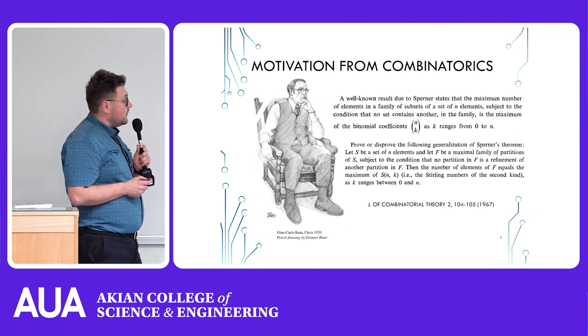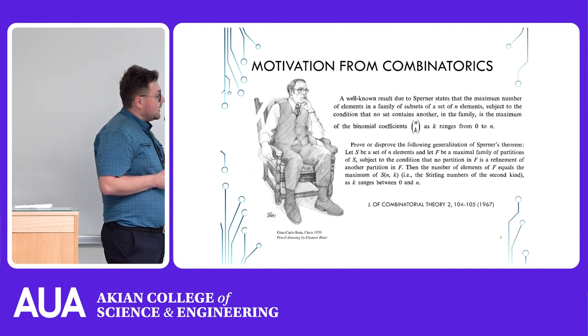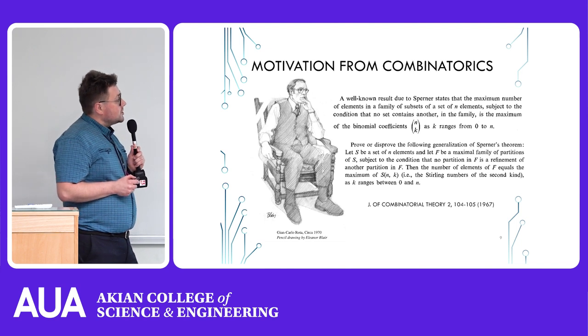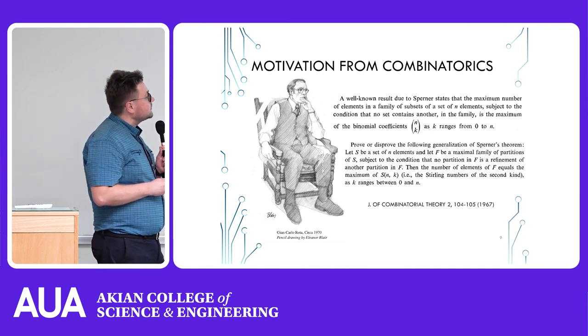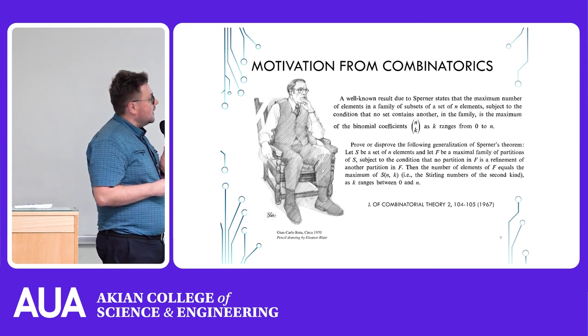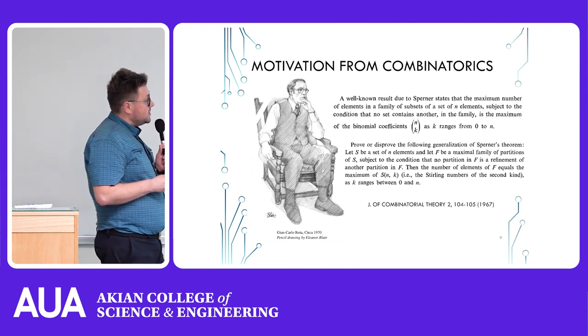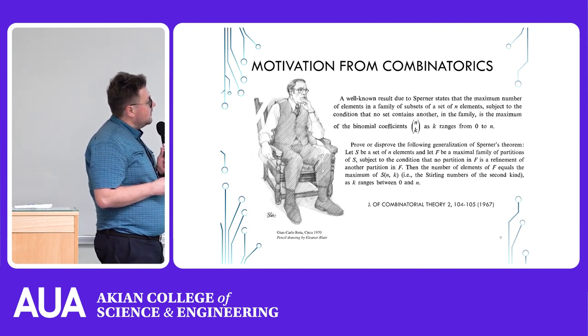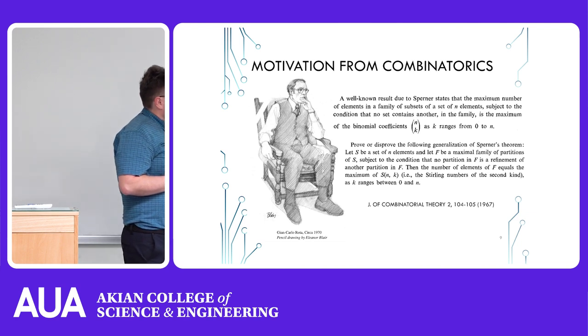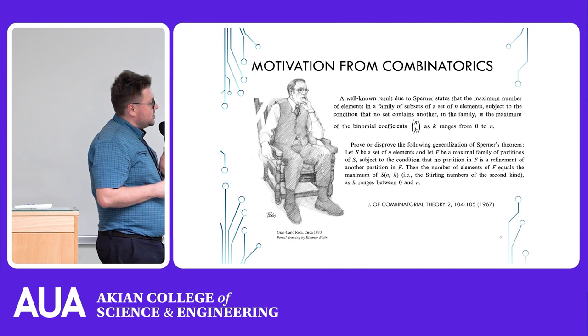But let's go to the theoretical motivation, which dates back to the problem of Rota, which was published in the Journal of Combinatorial Theory. He states the problem as follows. It's well known that for a Boolean lattice, the largest size of an antichain, that is the family of sets which are not subsets of each other pairwise, is given by the middle binomial coefficient. And he proposed to prove or disprove the following generalization of this theorem: whether for the partition lattice, the size of the largest antichain coincides with the Stirling number of the second kind.